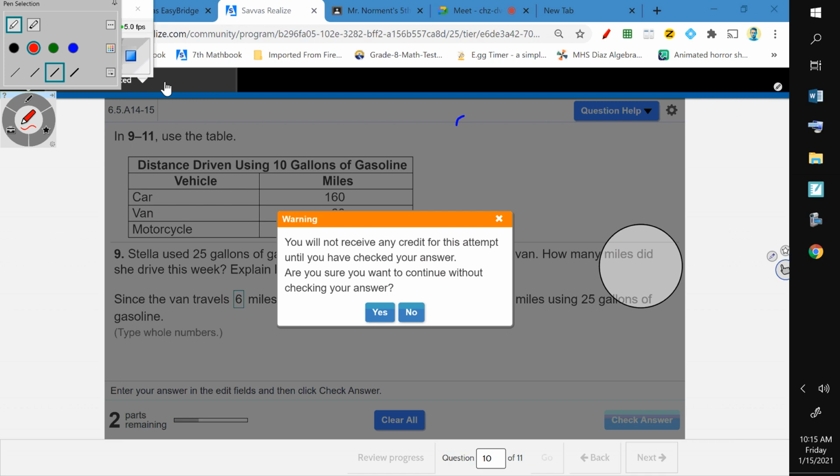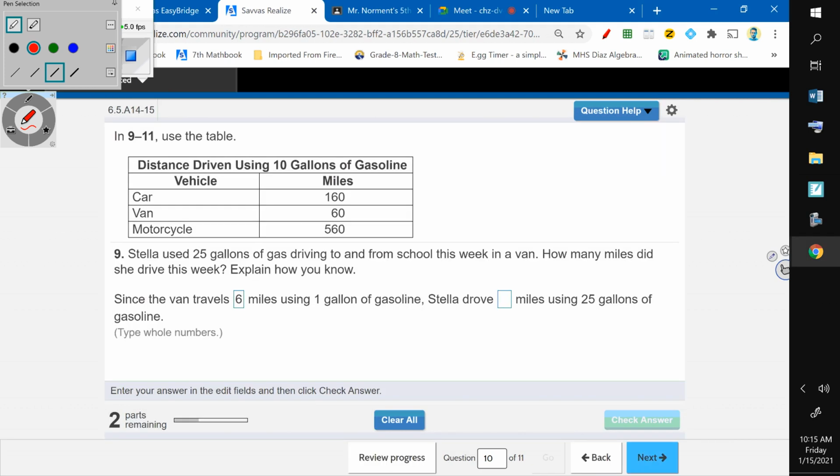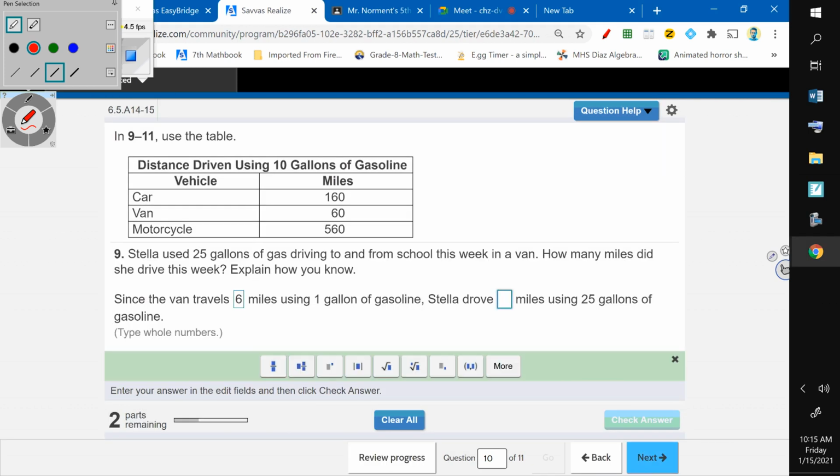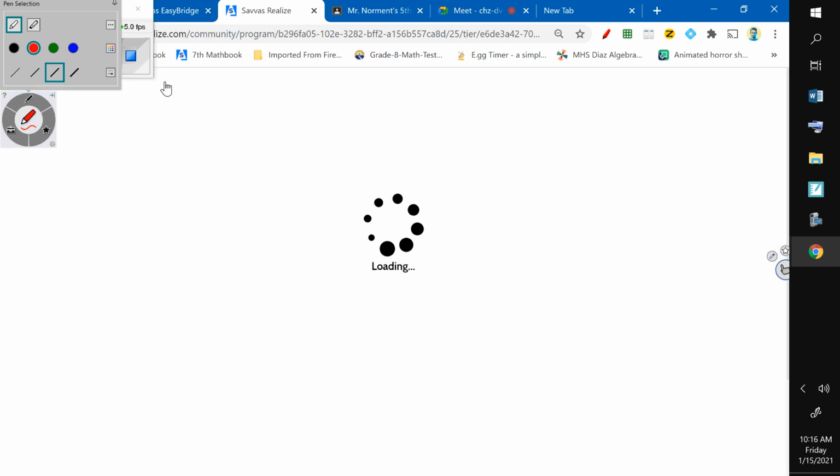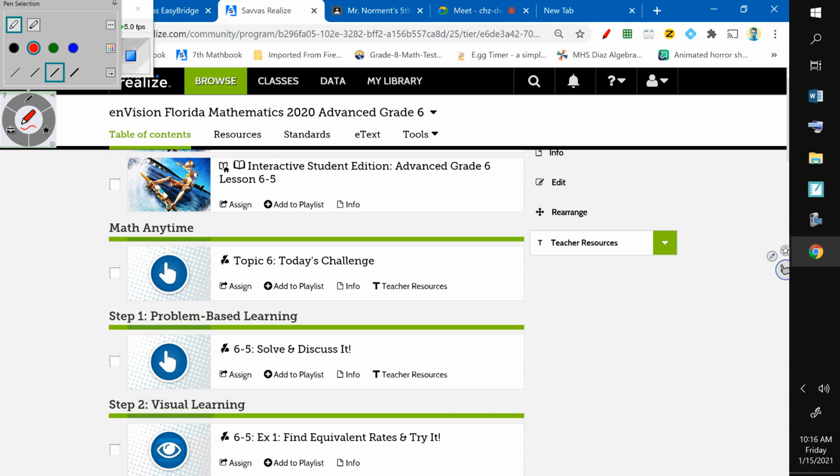You know what? To avoid, I'm going to hit no. And I'm just going to tell you. So 6 times 25 is 150. Let's look and see. Okay. Really? How does that happen?